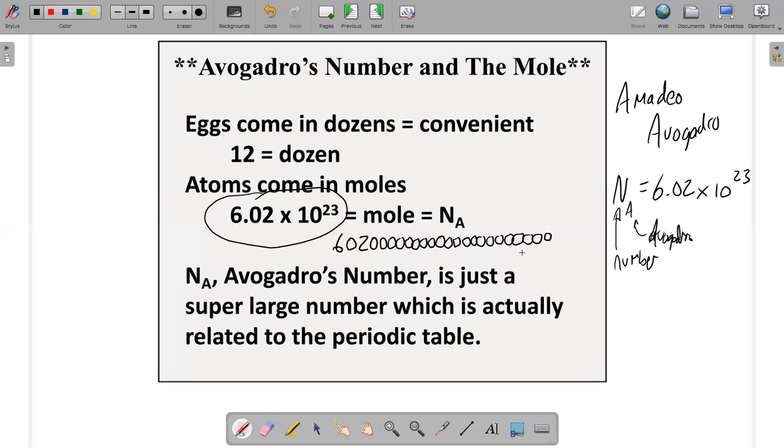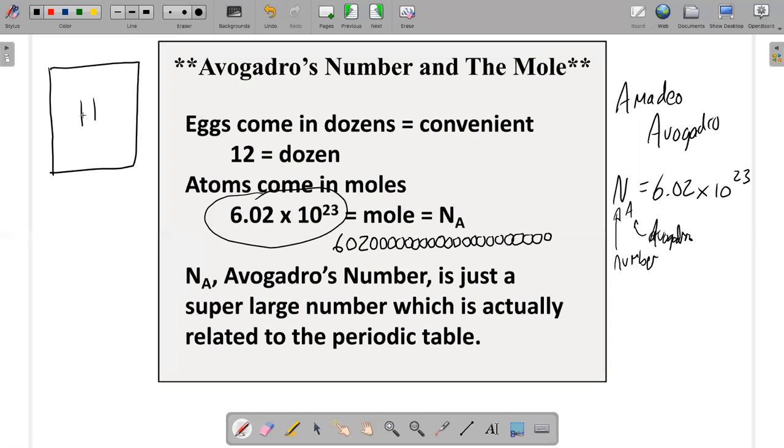Now, it seems like a random number. It's a large value, and it seems like a random value. Why not make it 1 times 10 to the 23rd, or 1 times 10 to the 24th or something? Why is it this particular number? And it's related to a thing on the periodic table. Avogadro's number is actually rigged so that the masses on the periodic table have a special meaning. And here's how that goes.